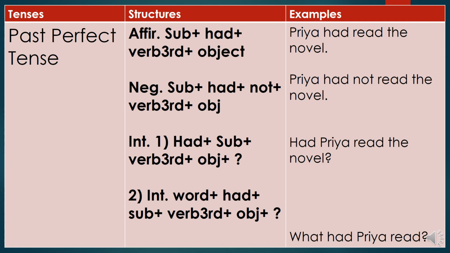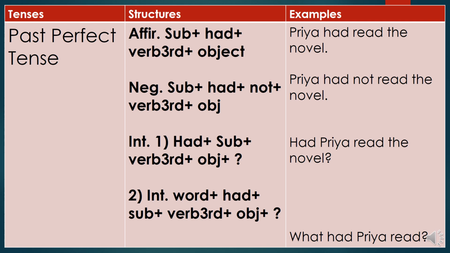So see the past perfect tense. One note you can put in your notebook while writing the past perfect tense is that it always uses the third form of the verb. First you will see the affirmative sentence. You will have the subject, then you will have had. In the present tense we were putting has, and now we will put had. So: subject plus had plus third form of the verb plus the object.